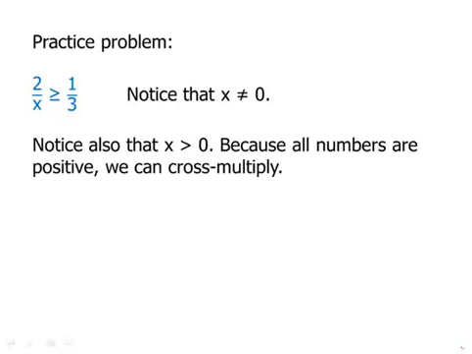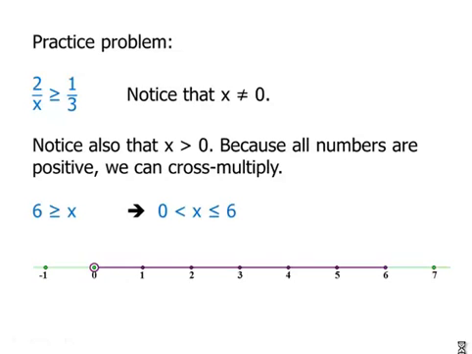Because all numbers are positive, we can simply cross-multiply. So just plain old cross-multiplying, and we get that 6 is greater than or equal to x. Well, if we combine all these conditions together, we see that x has to be greater than 0 and less than or equal to 6. And so this would be the allowable range. Notice that there is an open circle at 0 because that's not included, and there's a solid dot at 6. So the left endpoint is not included, the right endpoint is included in the solution range.